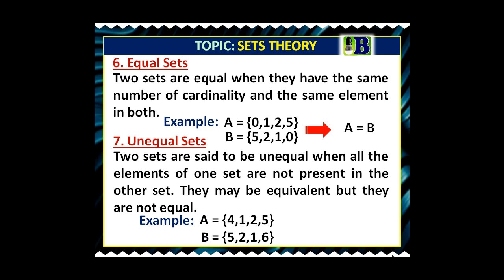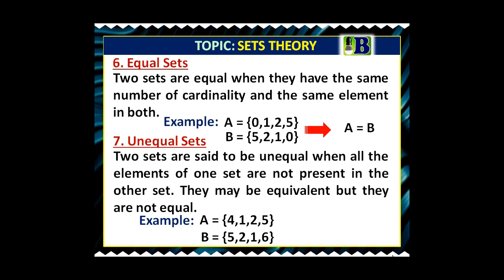Set A is equal to 4, 1, 2, and 5. Then set B is equal to 5, 2, 1, and 6. If you look at these two sets very well, you discover that they have common elements: 1 and 2 are in both sets. But it's not just 1 and 2. We have 1, 2, and 5. 1, 2, and 5 are in both sets.